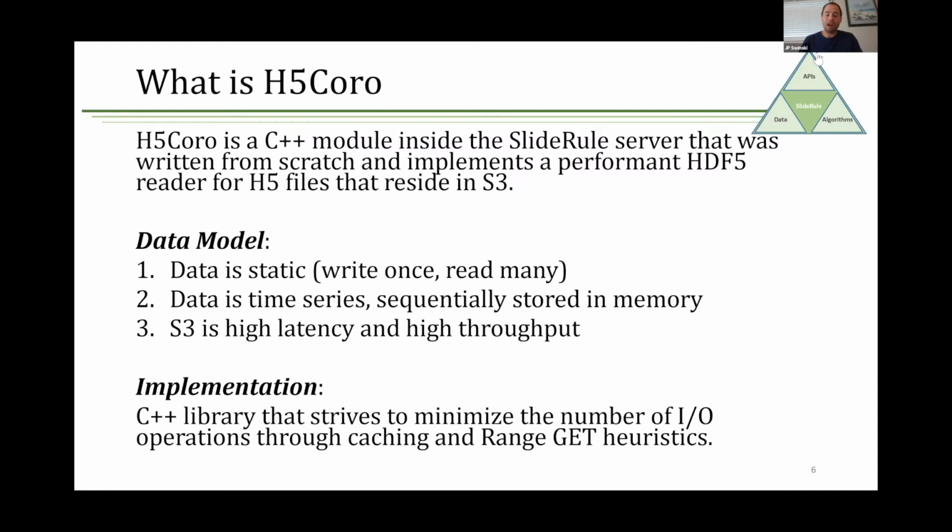And then our environment is S3. And so we have very high latency, which is bad, but also very high throughput, which is good. So given these things, right, how would we do this?